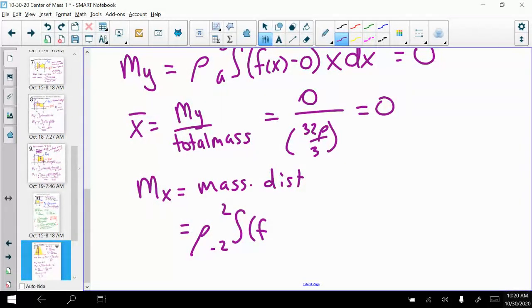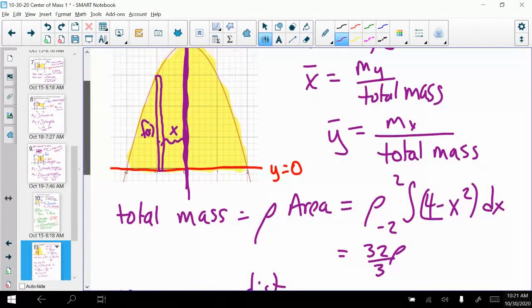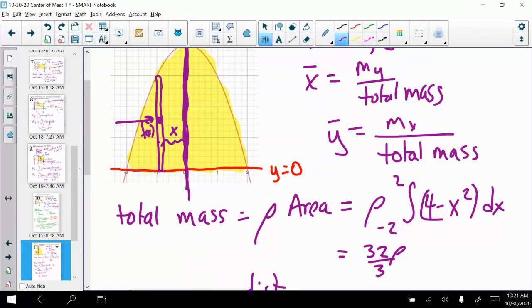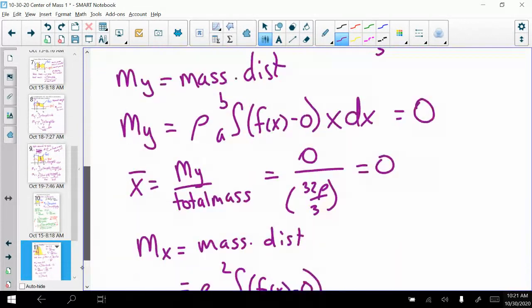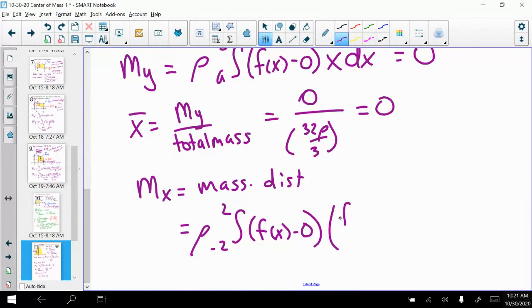Area is still going to be f of x minus 0, right? And then the distance. This time, we want the distance out to the center of mass of my little rectangle. That distance is half of my f of x, f of x plus 0 over 2. Let's definitely say plus because I want that average of them, dx.